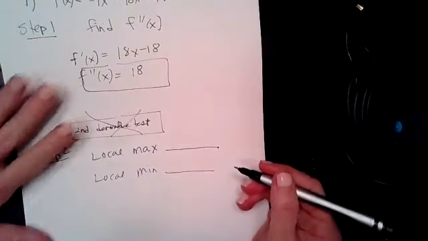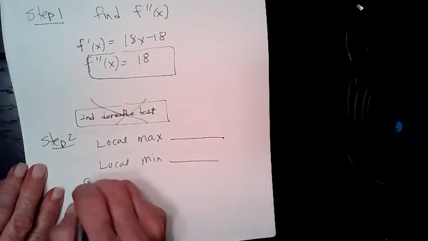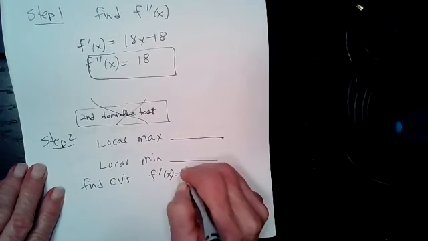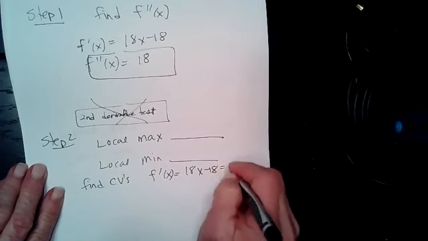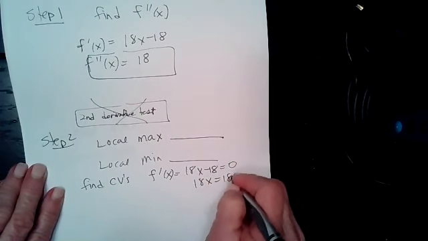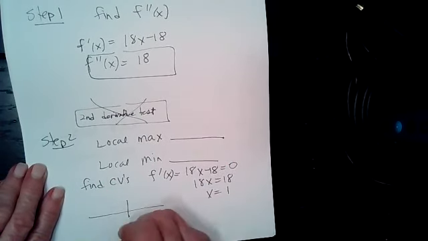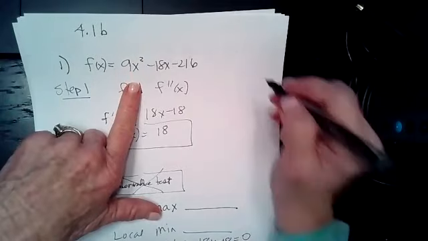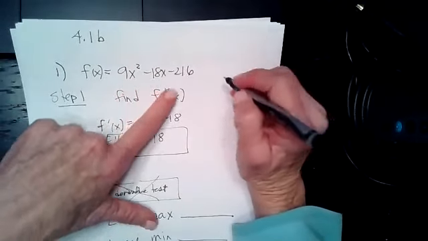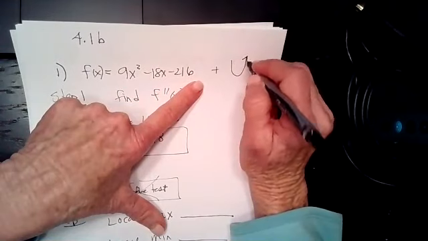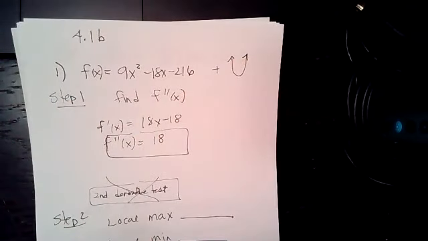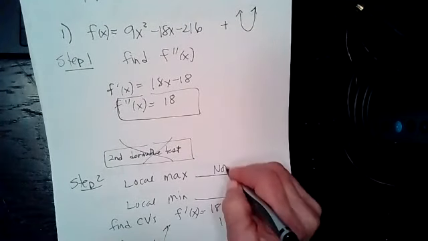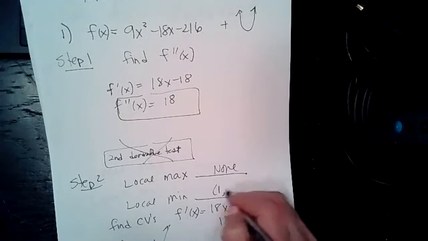That was easy. So for local max and local min, we got to find our critical values. We set the first derivative, which was what? 18x minus 18 equal to 0. So x is equal to 1. And remember, for these functions, this is what? 9x squared minus 18x. So it's a positive x squared. So I'm just going to know the shape of the graph. If you want to go plug in numbers to the derivative, you can. I know this looks like that. So I have no local max, and I have a local min, and x is equal to 1.